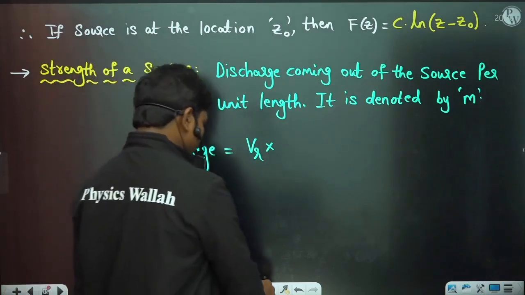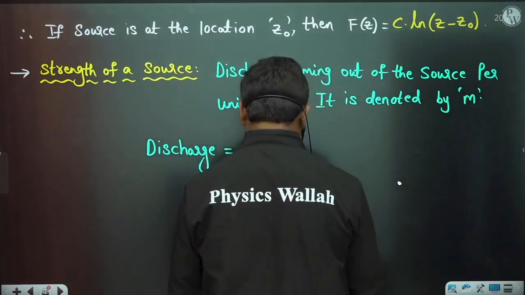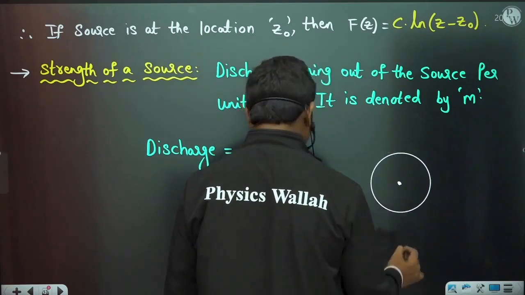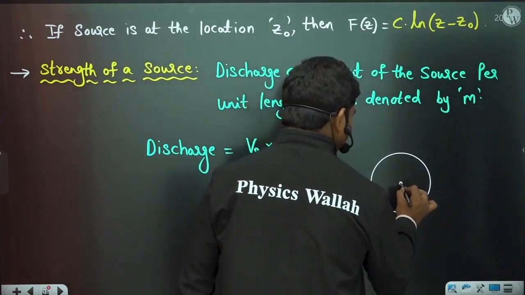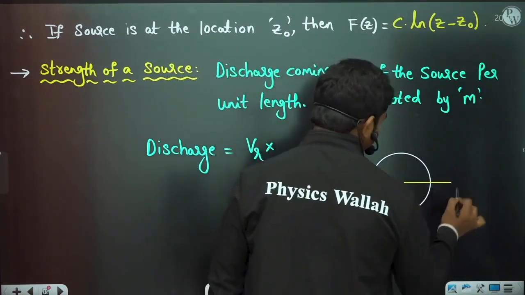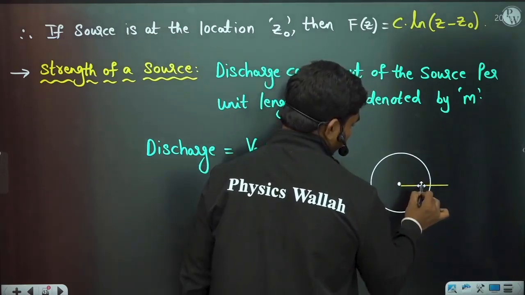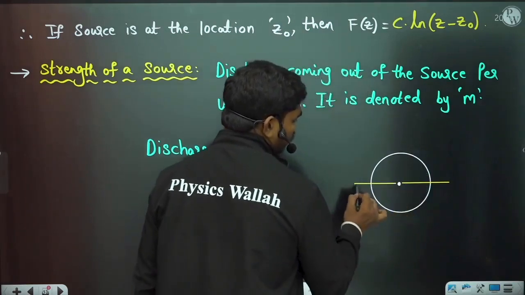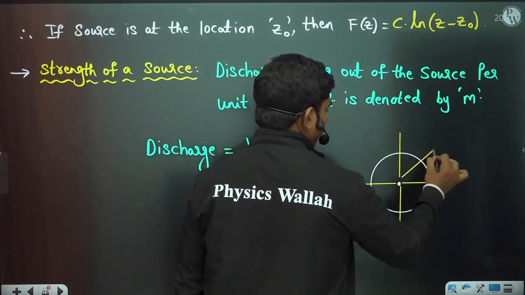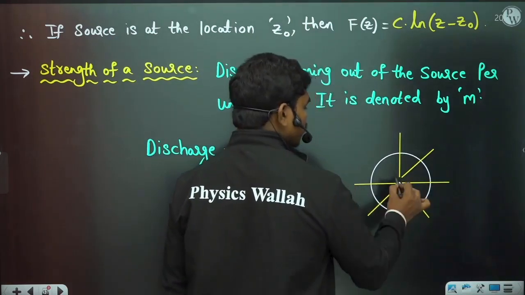For example, let us suppose, try to understand, this is some source, and let us suppose this is some radius. You have kept a source at the center. Now what happens? Fluid flows out of this source radially in all the directions.